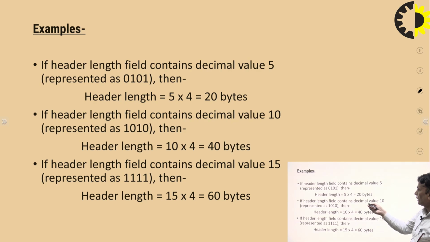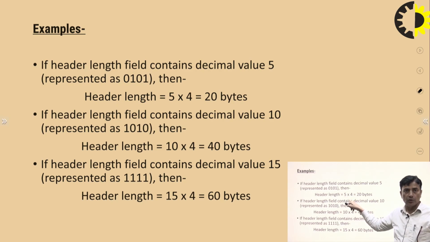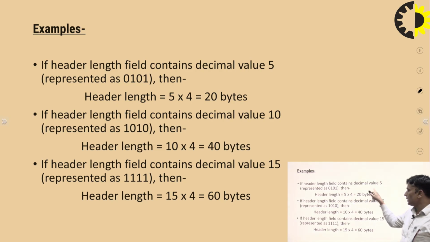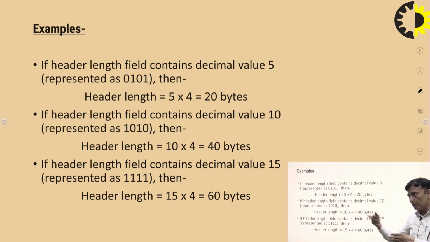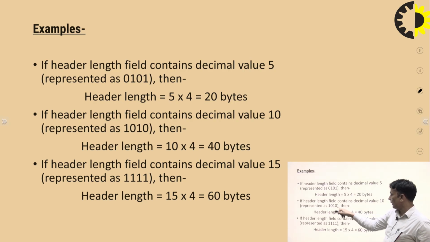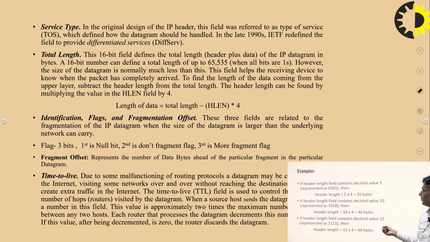For example, suppose the header length field contains 101. If you convert it to decimal, this is 5. This 5 is multiplied by the scaling factor 4, which gives 20. That means the header length is 20 bytes, and after 20 bytes the data payload is considered. If the header length contains decimal value 10, then the header length will not be 10, but 10 into 4, 40 bytes. So this is the example.